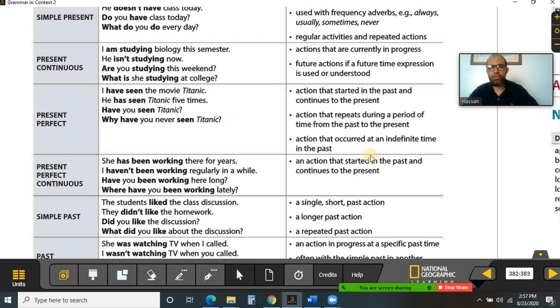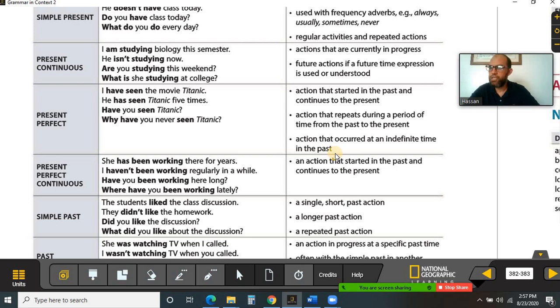And the last usage is an action that occurred at an indefinite time in the past. So let's put it this way. The difference between simple past and the present perfect is that when we know when the action happened, we have to use simple past. Like, I watched a movie last night. The action of watching the movie happened last night.